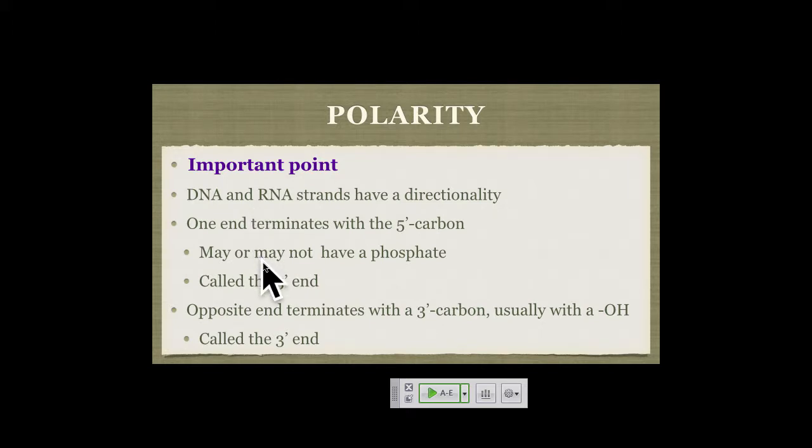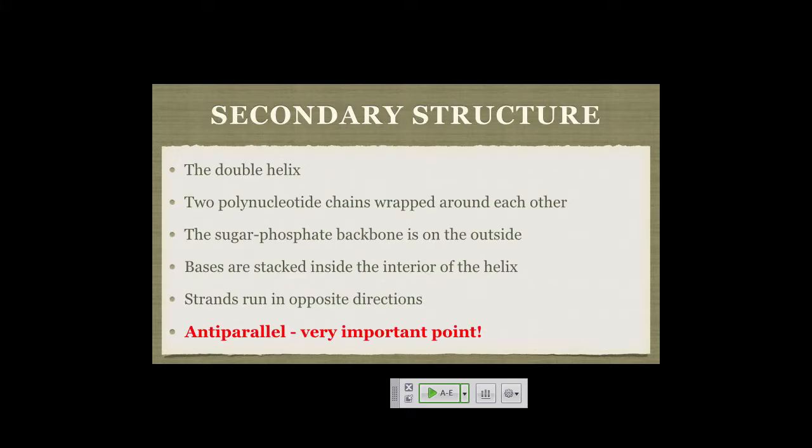As I said, it may or may not have that phosphate on that 5' end, but the 5' carbon, the last carbon of that sugar, that's the 5' end of the molecule. All right. So now we can bring those strands together, and a really important point of this is the anti-parallel orientation. If one molecule is going 5' to 3', the complementary strand is going to go in the opposite direction. You have to keep this polarity in mind and this anti-parallel orientation, or you're going to get a lot of questions wrong on the exam.